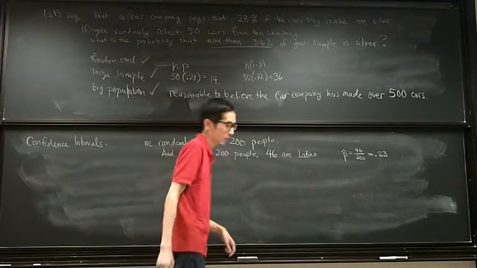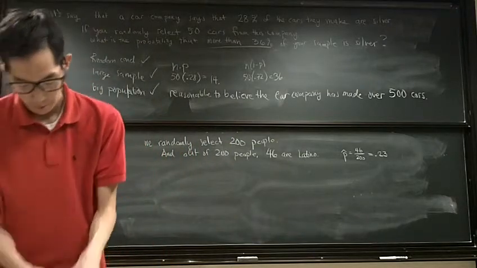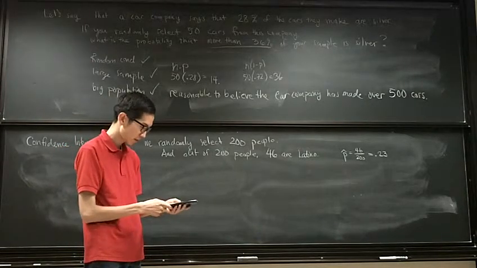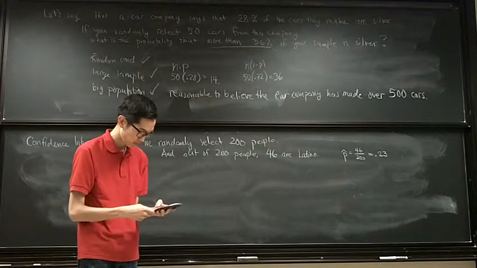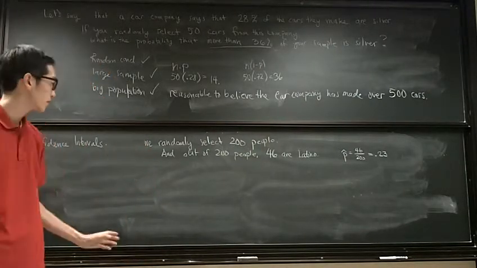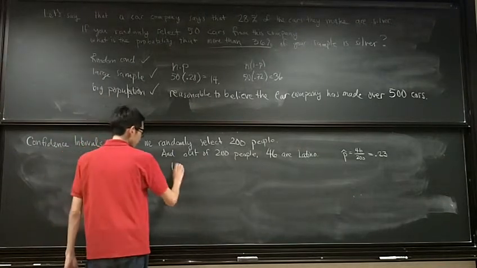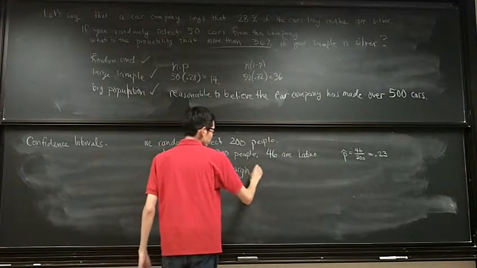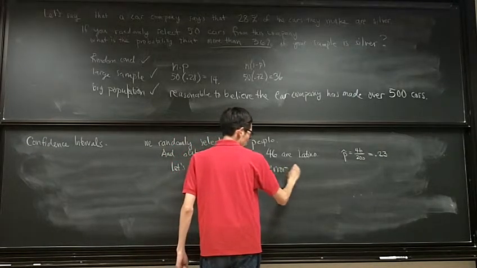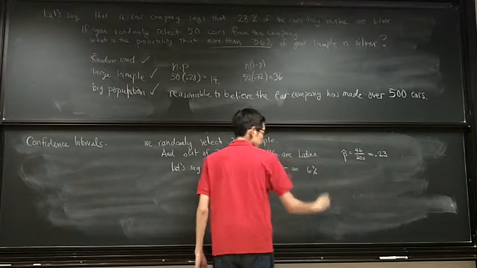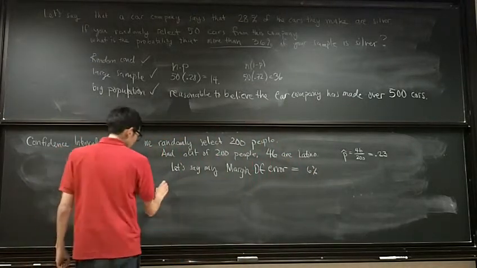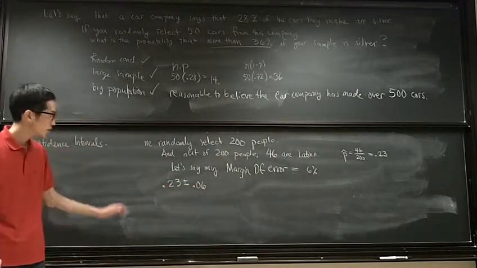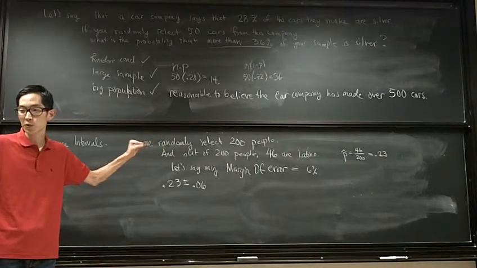I'm just going to make up, I don't want to truly make this up. Just give me a second here. Okay, so let's say I have a margin of error of 6%, okay? And you've probably heard this term. It's equal to 6%. What this means is that I have 0.23 plus or minus 0.06. This is going to be the range of plausible values for p.